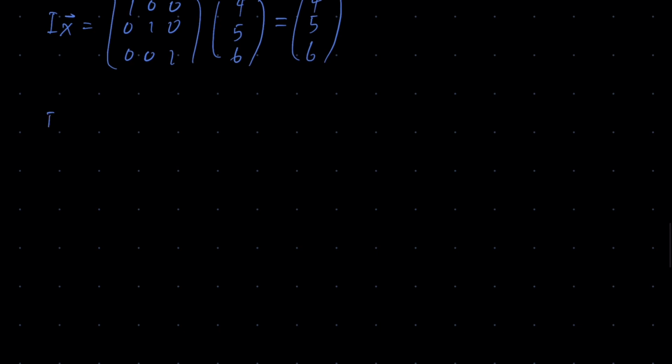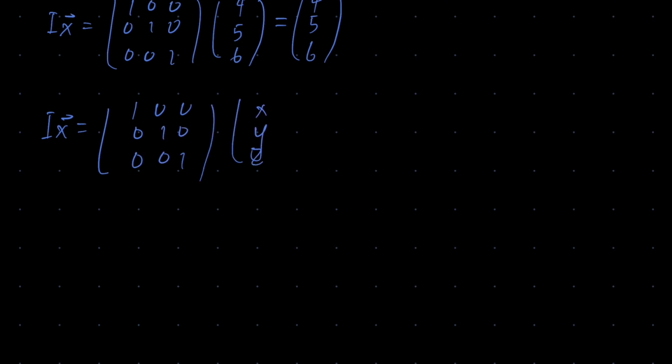Well, notice that I times x, where x is any arbitrary vector, so we'll actually write this in the general form. If we multiply this by any arbitrary vector, you can use the row picture or the column picture. Well, if we use the row picture, then we have this vector dotted with x, y, z, which is x, and then we have y and then z. It's pretty easy to prove this yourself.